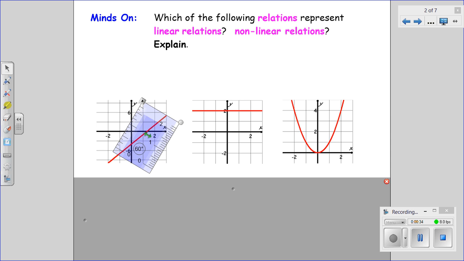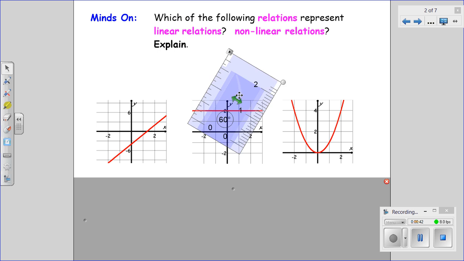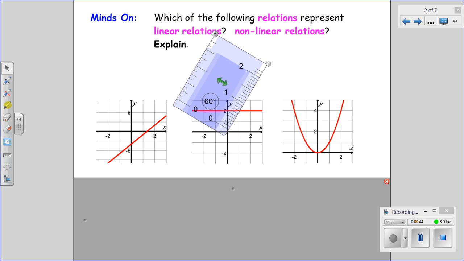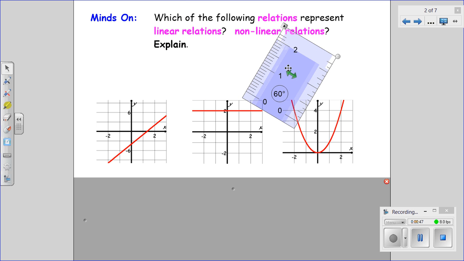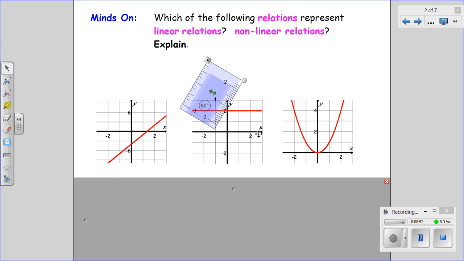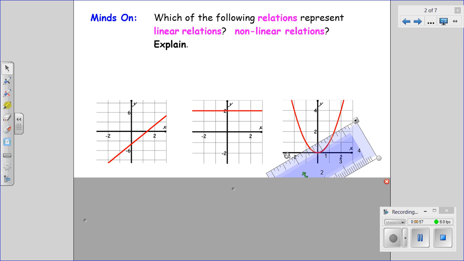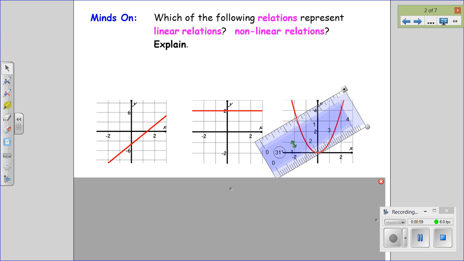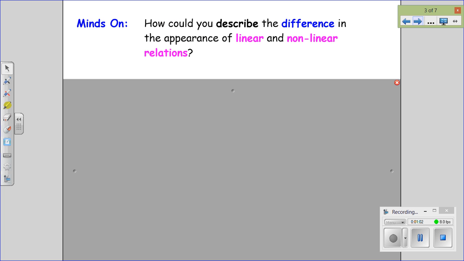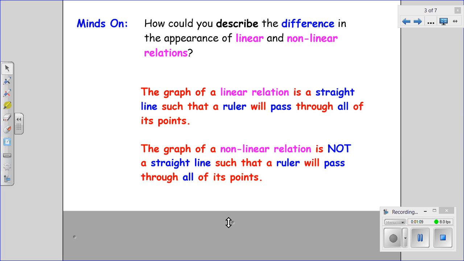Of course, I'm having difficulty making the ruler behave for me, but you can see that it's going to be a straight line along there. Same thing here with this one. If I can get the ruler to behave, it will end up giving me a straight line along all of the points on the graph. And if I look at the last one over here, there's no way that my ruler can pass through everything on that graph. So what does that mean? When something's linear, I can draw a straight line through all of the points. If it's nonlinear, I can't do that.